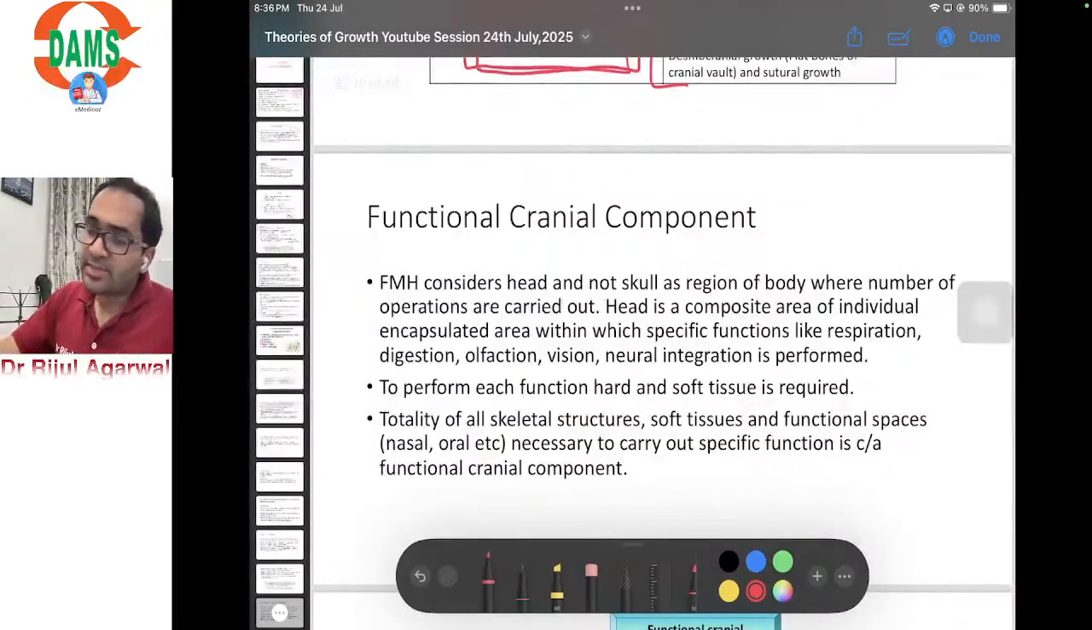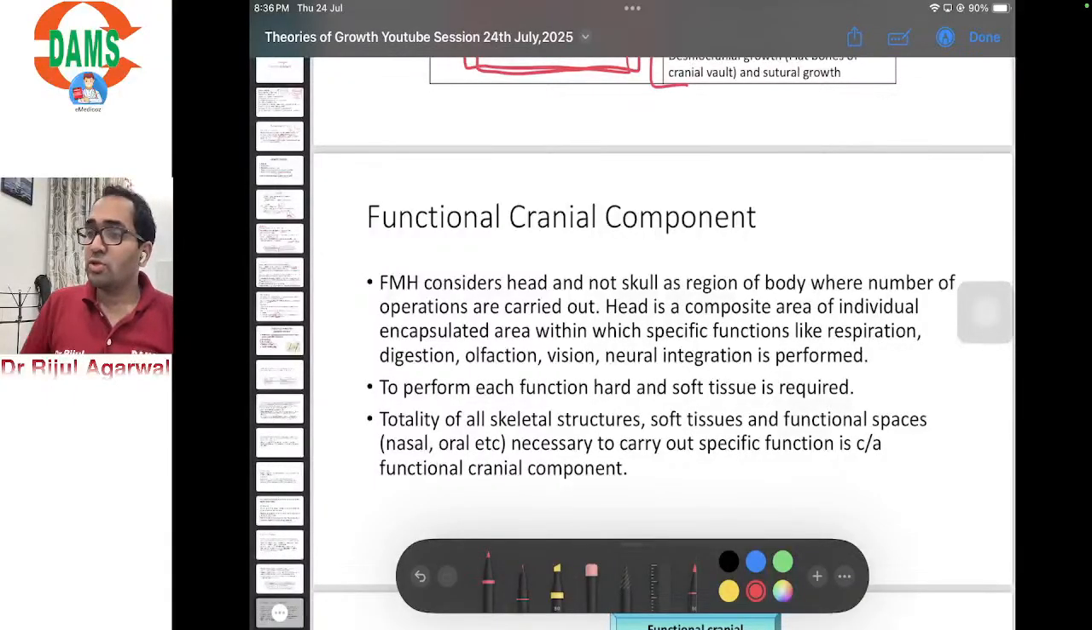So in the first slide, as mentioned, there is a term: functional cranial component. So what is a functional cranial component, which is the basic premise of this theory? According to this hypothesis, Moss or van der Klaauw said that the head. So what is the head? The head of a body is the region where a number of operations are carried out.